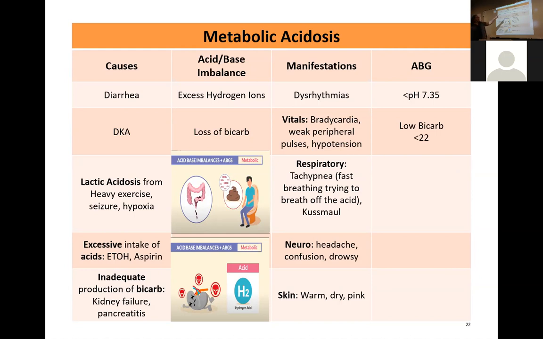Talked about that. So this shows up, the manifestations are our signs and symptoms, right? This shows up with heart irregularities, dysrhythmias. We're going to be bradycardic, hypotensive. We've got that fast breathing. That's the Kussmaul breathing, right? Headache, confusion, and our skin is warm, dry, and pink. And that's important because we're breathing fast, we're working hard, so that's why our skin is warm, dry, and pink.